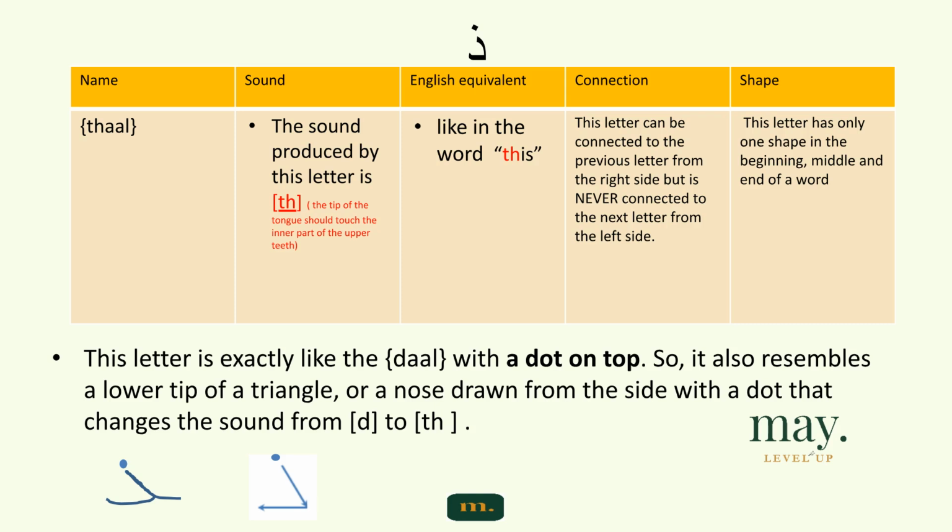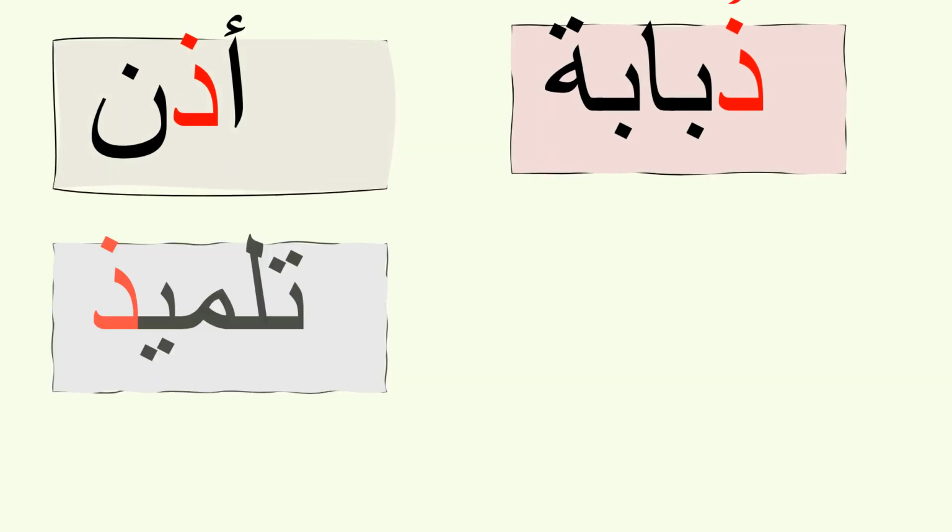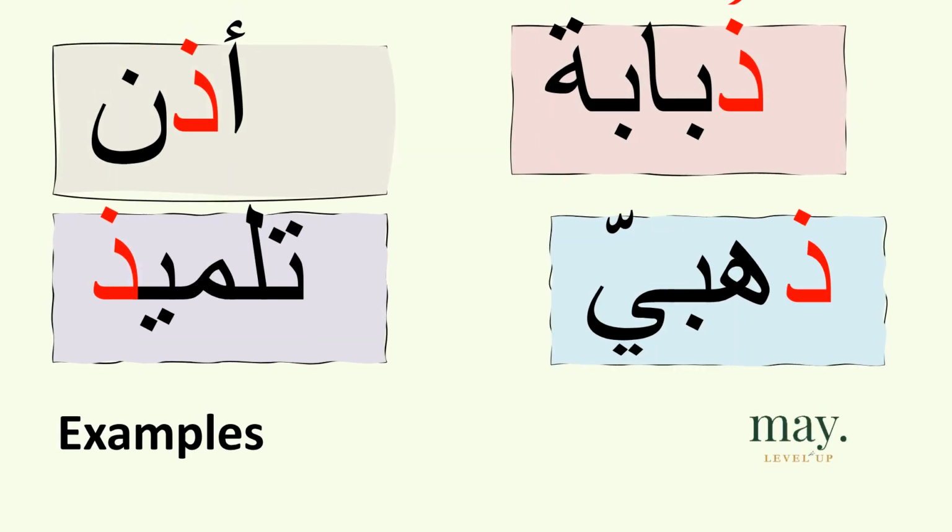So it looks exactly like a daal, but we change the sound with a dot on top. Here are some examples that show the letter thaal in words.